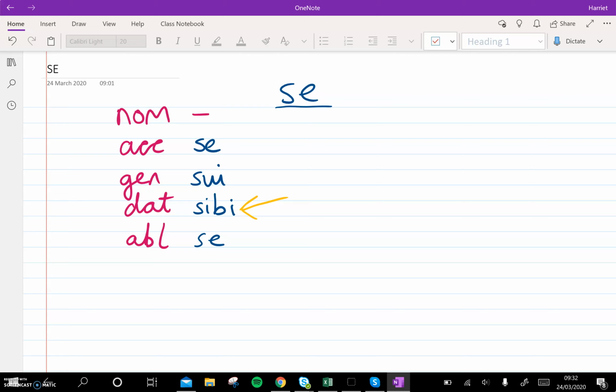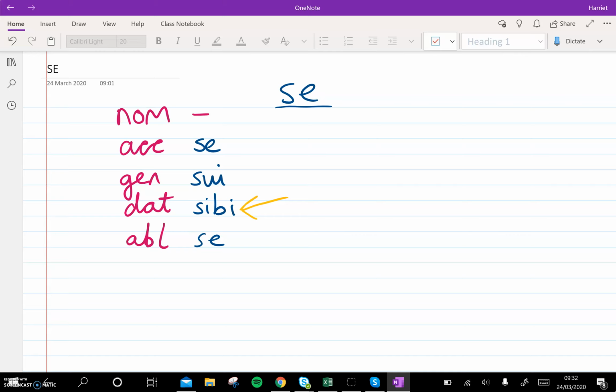And all of these will just be translated in the case that they are, and obviously they'll be reflexive. So se is himself, herself, itself, themselves, as we've said already. Sui is of herself, himself, etc. Sibi is to or for himself, herself, etc. And se is obviously by, from, with, or in himself, herself, etc.